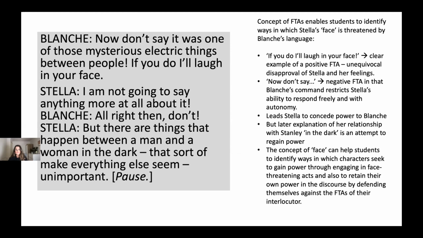When she says, "now don't say," this is a negative FTA because it's restricting Stella's autonomy to respond freely, and therefore giving her limited autonomy in response. That then leads Stella to concede power to Blanche when she says she's not going to say anything about it. But then on the other hand, she then later does explain her relationship with Stanley in the dark. And we can see this as an attempt to regain face then in this exchange.